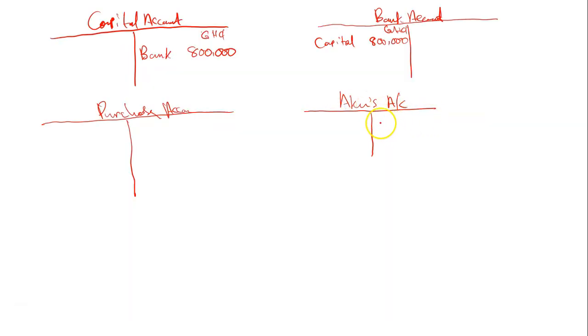So we credit Aku's account in the name of purchases, 76,000 Ghana cedis. And then we debit purchases account in the name of Aku, 76,000 Ghana cedis. Remember, Aku is a creditor. Okay. Now, let's proceed to the next transaction.